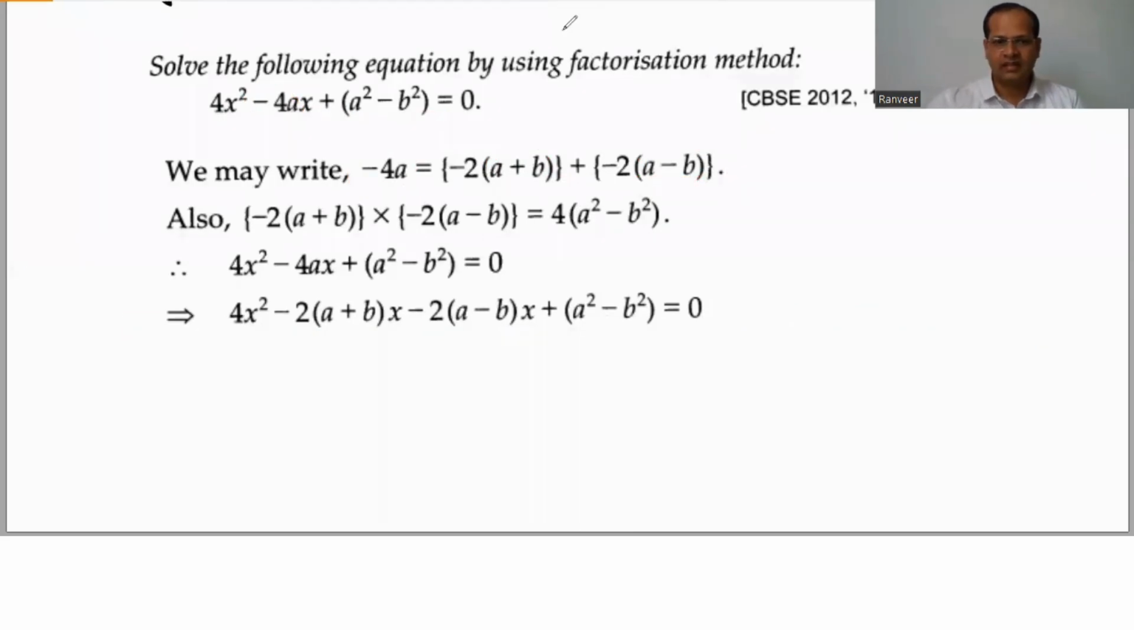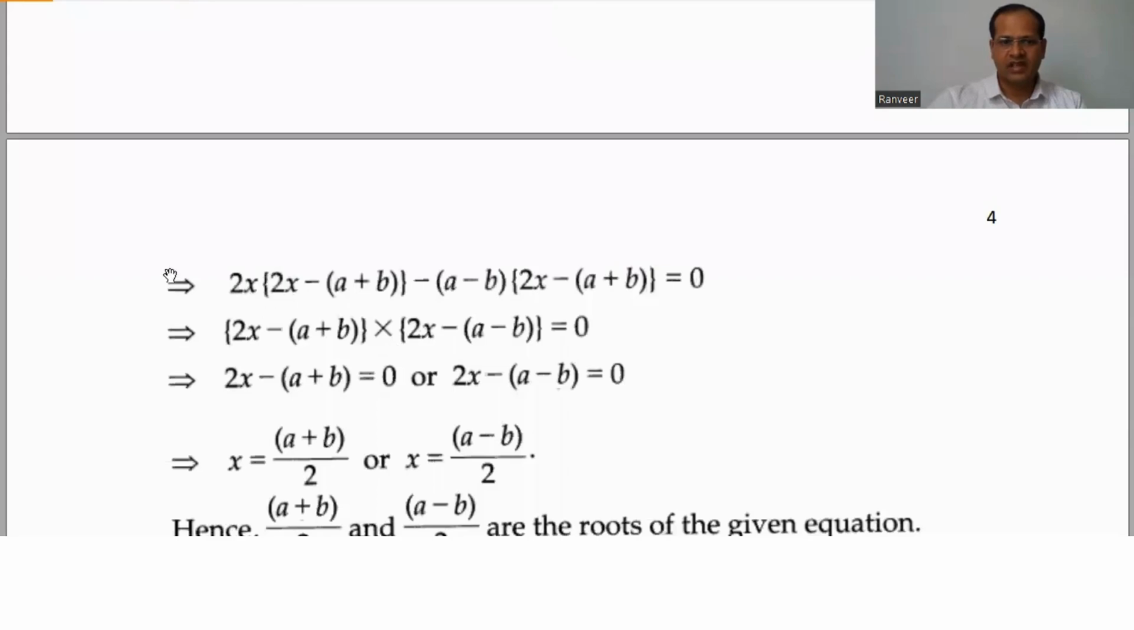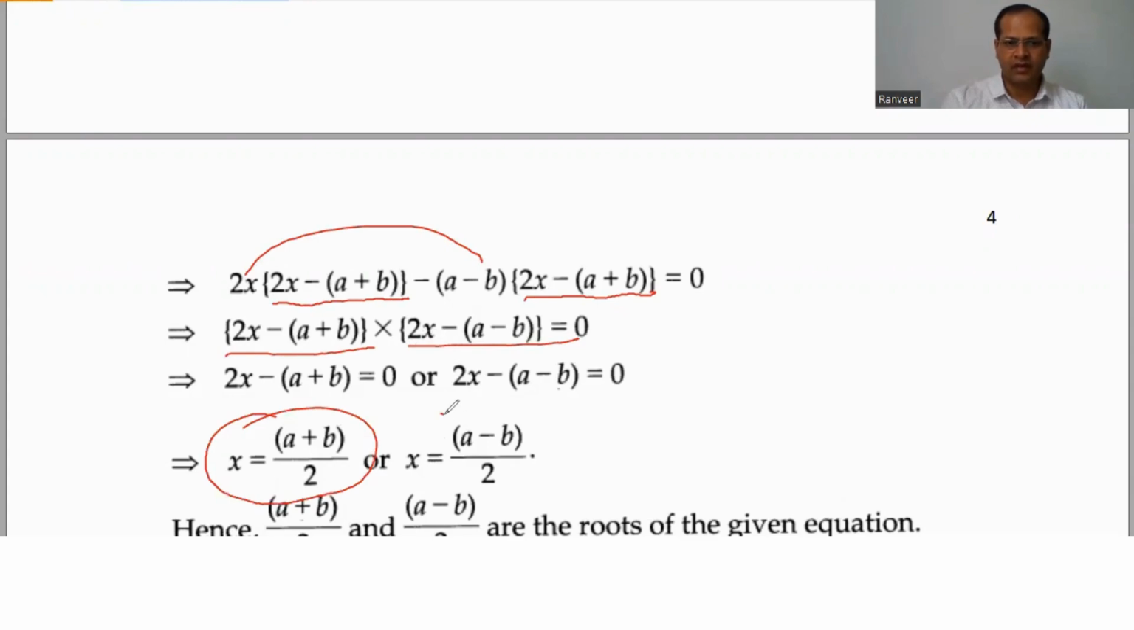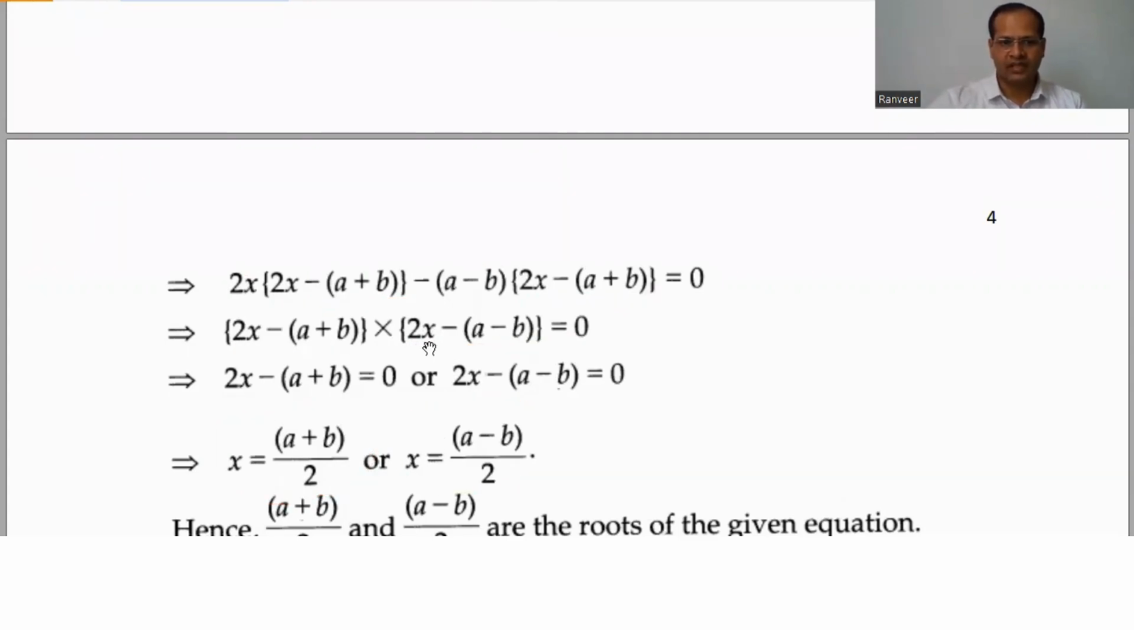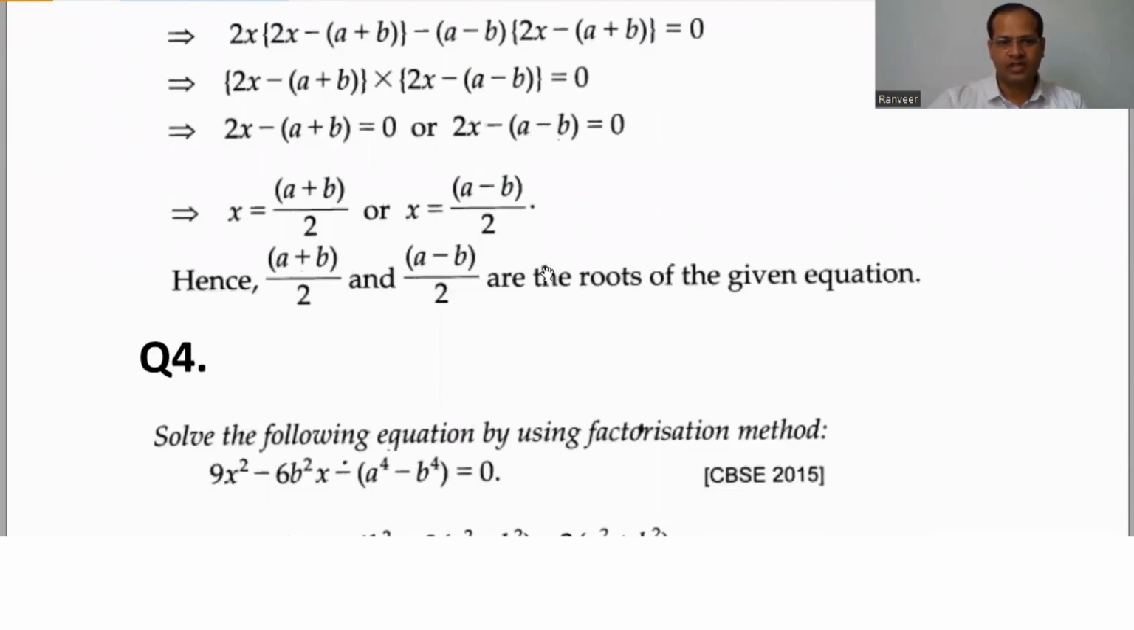And after that, it is the same process. 2x, just take the common. Here also the same, 2x minus a plus b, and this converted into the factor, this is the factor, and 2x minus a minus b, this is the value and this is the value. x becomes a plus b by 2, x becomes a minus b by 2. So in this way we can find out the value of the roots.